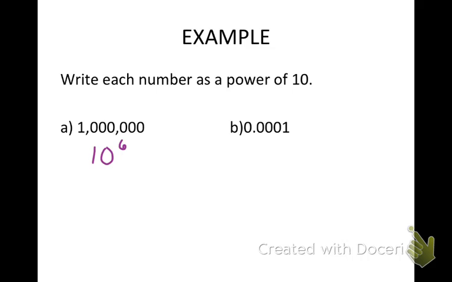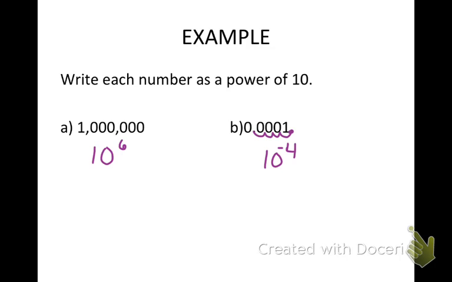Now let's go to B. The decimals make it a little bit more complicated. What's that one going to be? Okay, so now if it was 10 to the 4th, wouldn't that be 1, 2, 3, 4? Yeah, so it's going to be to the negative 4th, right? How do we get that? How many decimal places do I need to move? 1, 2, 3, 4, to get after the 1. So it'll be 10 to the negative 4.